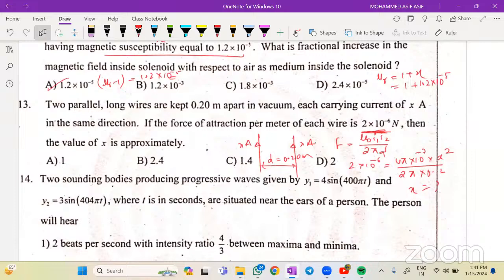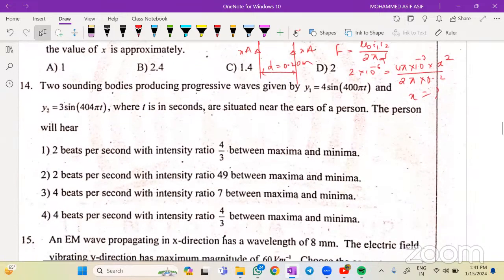Next one. Two sounding bodies are producing progressive waves Y1 is equal to 4 sin 400 pi t and Y2 is equal to 3 sin 404 pi t, where t is in seconds, situated near the ears of a person.